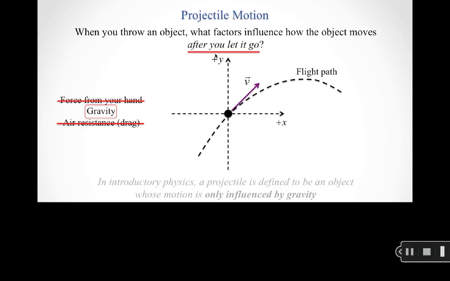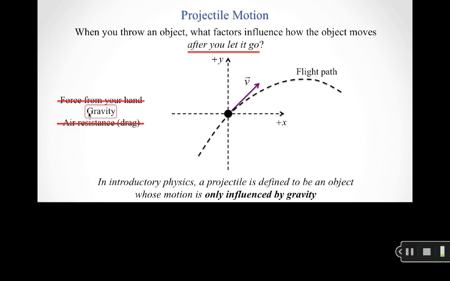Well, what this does is it basically gives us a definition. So in introductory physics, when we talk about projectile motion, a projectile is defined to be an object whose motion is only influenced by gravity. So what this means is that for our course, when we talk about projectile motion, we're talking about a simplified model of what's going on that says the only thing that matters here is gravity. And for a lot of things, as we throw them across the room, throw them across space, that's a perfectly fine model. So that's the model that we're going to use.